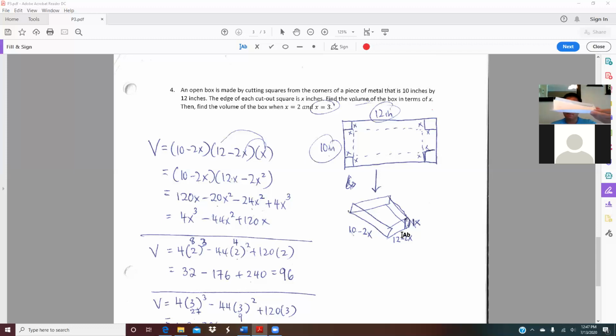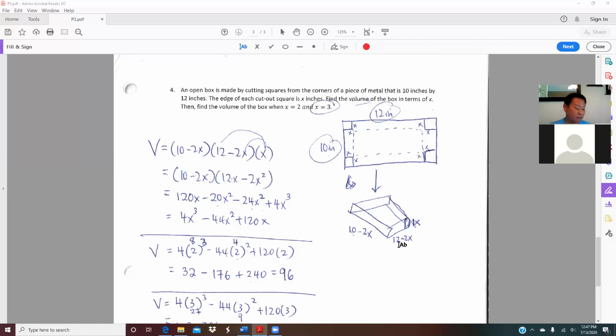You get yourself a box. And this box, the length is 12 minus 2x. The width is 10 minus 2x. And the height is x. This height will be x because you tore the x length out. So this is the box that I'm trying to draw.